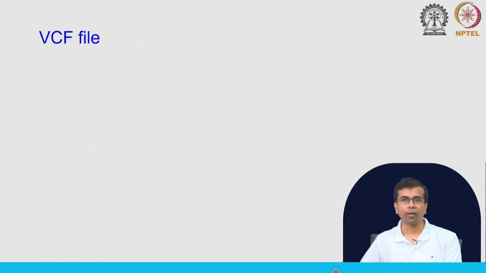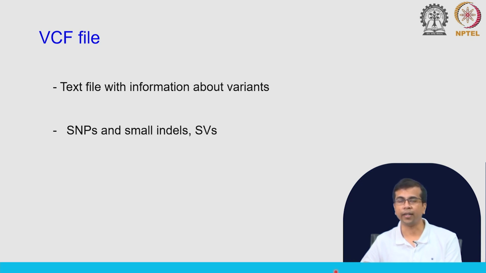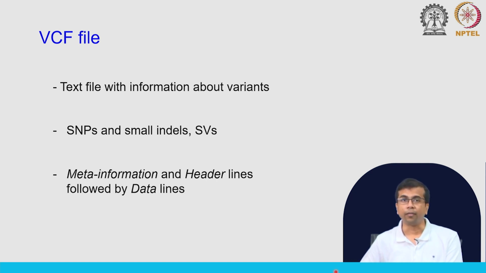So, let us now talk about the VCF files and their contents, so that we can read and understand what we have in there. This is important for the subsequent analysis. A VCF file is a text file which contains information about variants, and it has SNPs, small indels and SVs. Again, depending on the analysis and the sample that you are working with, you will have different types of information.